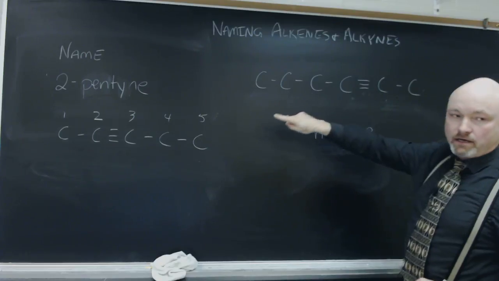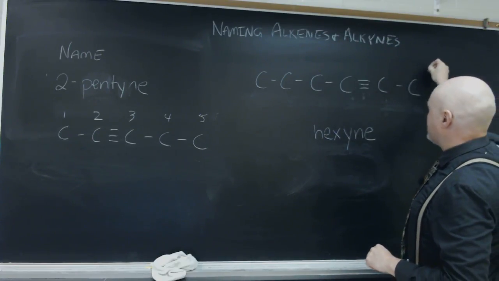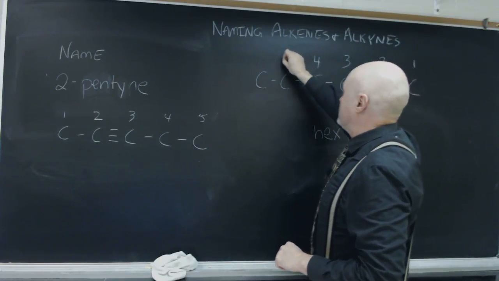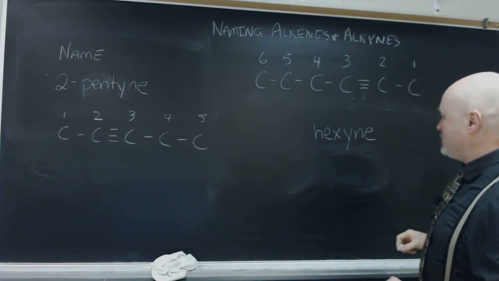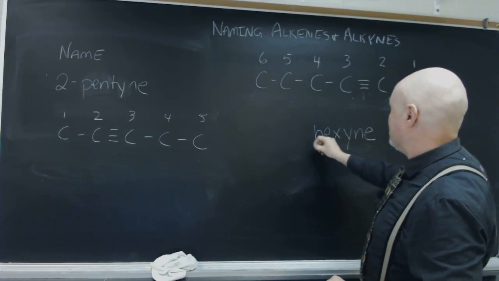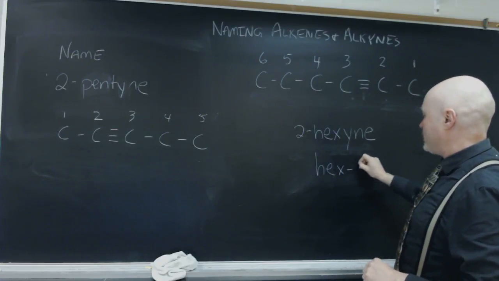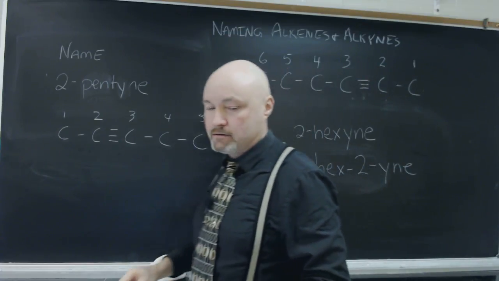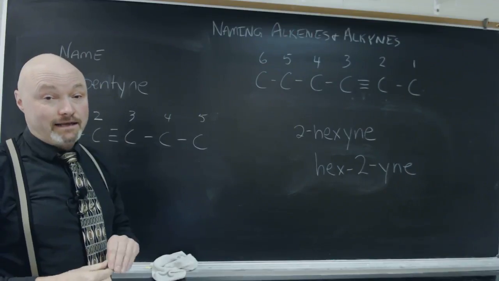And I want to number my carbons to specify where the triple bond is, and I want to get the lowest number, and so I'm going to number it from the left to the right. Did I say left to the right? I meant right to the left, just to see if you were paying attention. And so this is 2-hexyne, or in the more modern IUPAC system, hex-2-yne. So that's nomenclature for alkenes and alkynes.